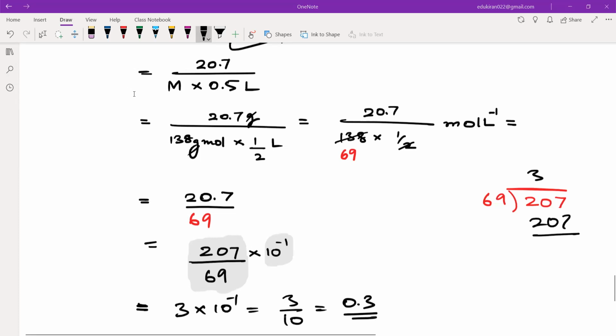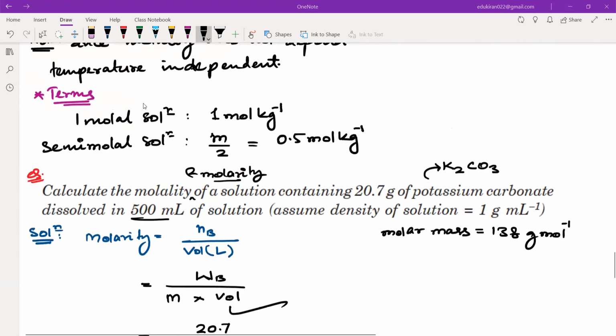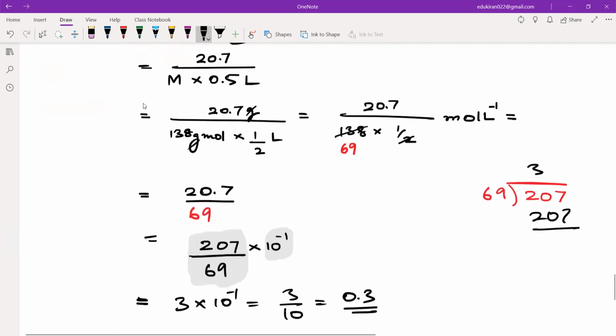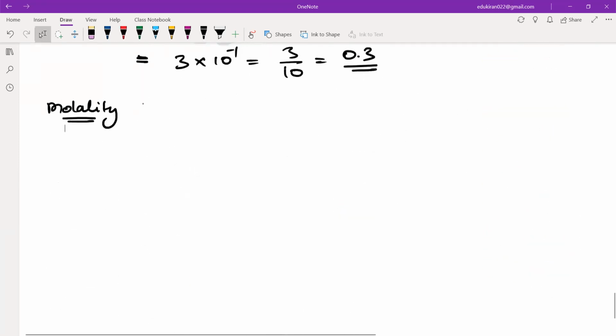Now the question is still not done. Now we have to calculate the molality. Now listen very carefully. In molality, what do you need? In molality, you need the number of moles of solute divided by the mass of solvent in kg. You need the mass of solvent.